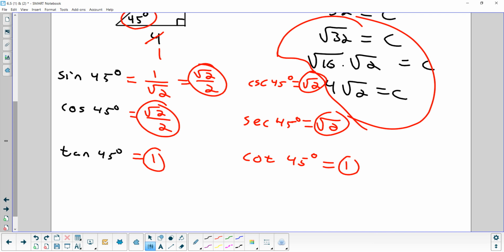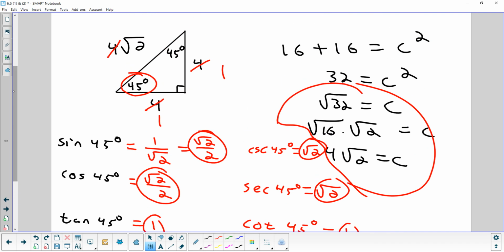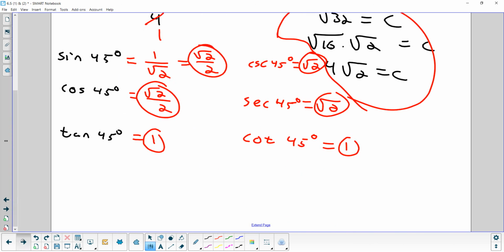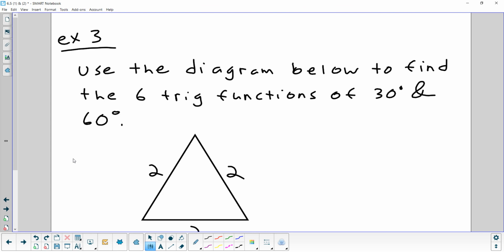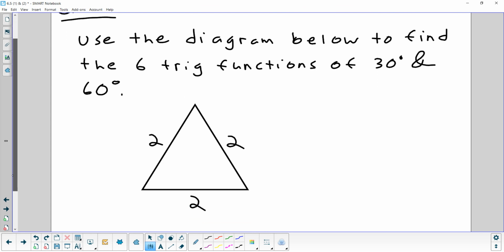So if you're asked to find the trig functions of a 45-degree angle, as long as you use any 2 sides for the legs that are the same, you can use Pythagorean theorem and get your hypotenuse. All right, let's take a look at finding the 6 trig functions of a 60-degree angle.